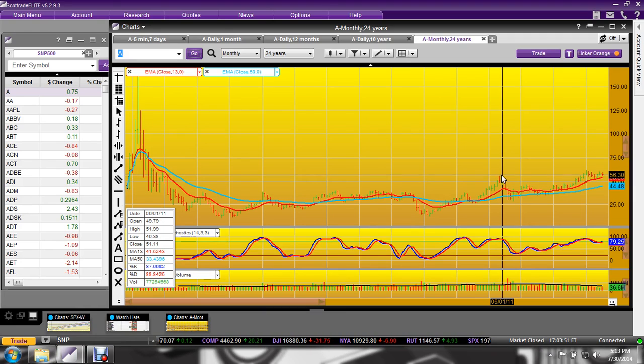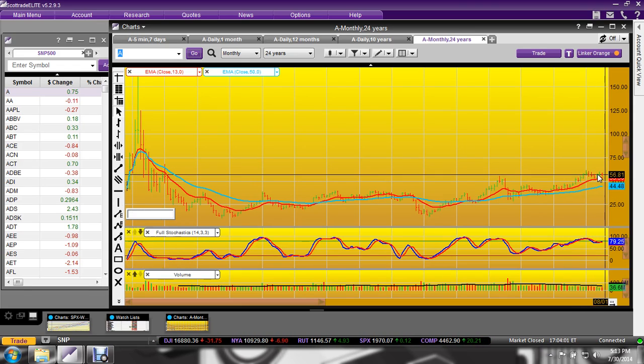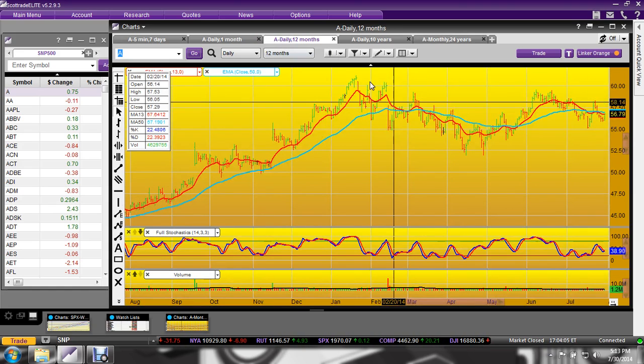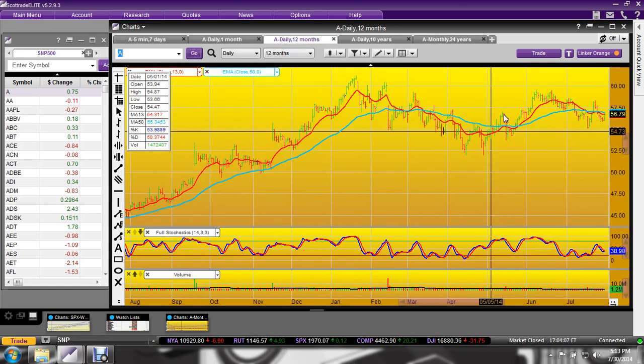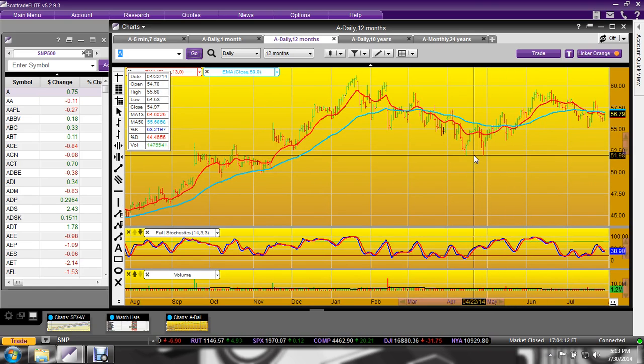This first chart is Agilent. It's a 24-year monthly chart. We see Agilent came to a resistance it's seen right here. It broke slightly above it, but has become very flat since. Let's look at the daily chart on it real quick. You can see it trended lower, rebounded and trended lower. Now it's held support that it found in that initial retreat, which is important.